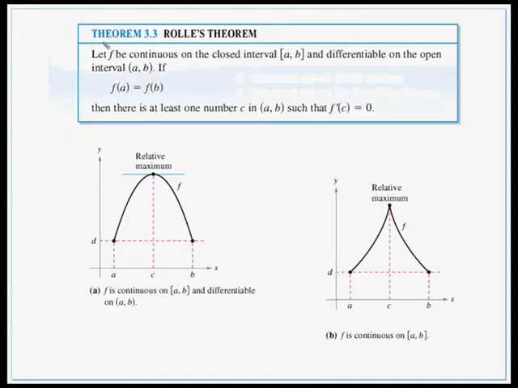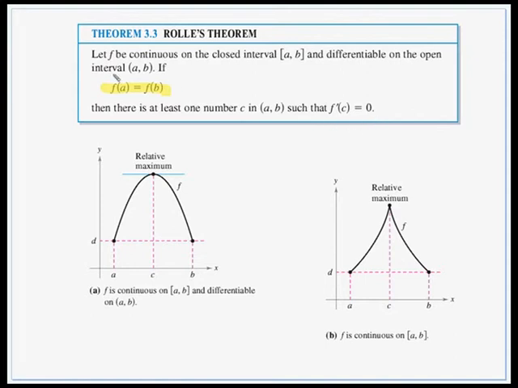So Rolle's theorem here, theorem 3.3: let f be continuous on a closed interval [a, b]. So we have to have a continuous function on a closed interval, and it's differentiable on the open interval from a to b. So in between those endpoints it has to be differentiable. If, now here is the given condition, if f of a is equal to f of b, then there is at least one number c in the interval from a to b such that the derivative will equal 0.